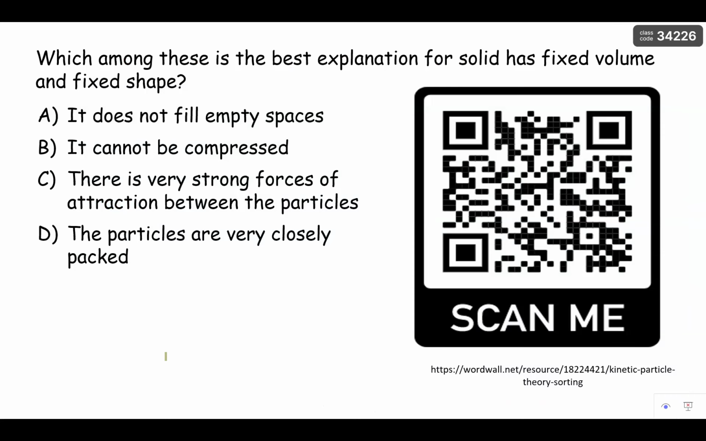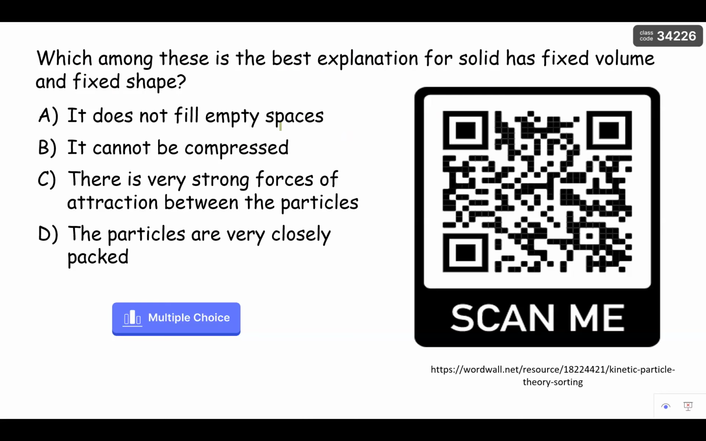Then we are going to go through this question. You may pause the video to think about the answers yourself. I'm going to go through the answer now. Which is the best explanation for a solid having a fixed volume and a fixed shape? I'm interested in fixed volume and fixed shape. Fixed volume means that it cannot be compressed. The volume is fixed, most probably because the particles are already very closely packed, so it cannot be compressed.